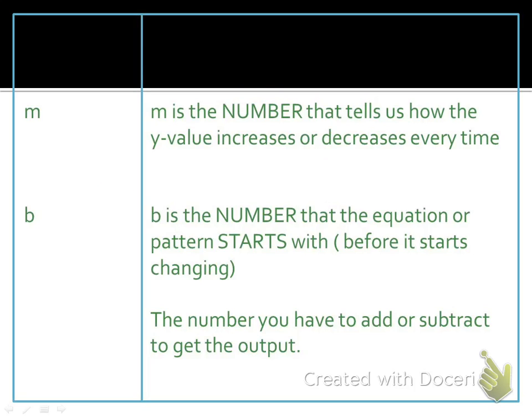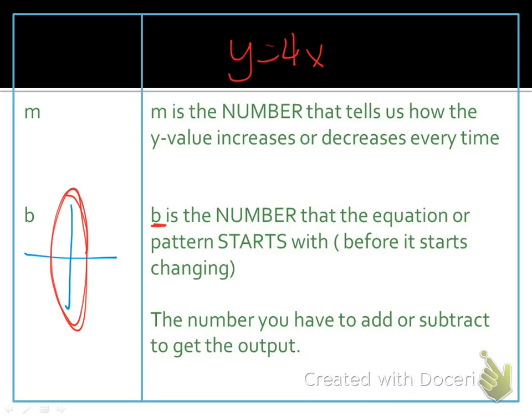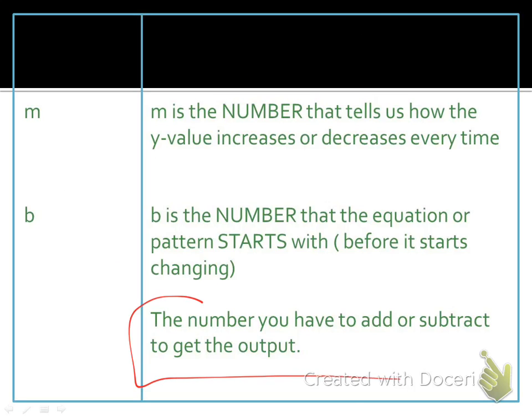Now, b is the number that the equation of the pattern starts with. What that means is, remember when we talked about graphs? Every graph starts somewhere here on the y-axis. Well, whatever this number b is, it tells you where it starts. Like it said up here, y equals 4x plus 2. The b is 2, so that means it's going to start at 2 somewhere right there. Another way of looking at it, it's the number that you have to add or subtract to get the output.